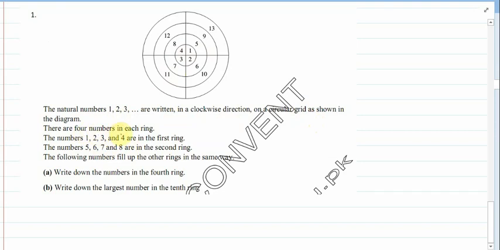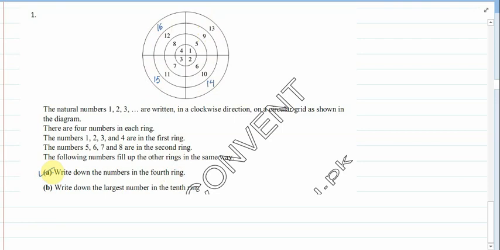There are 4 numbers in each ring. You can see that in the first ring it's 1, 2, 3, 4, in the second 5, 6, 7, 8 and so on. The following numbers fill up the rings in the same way. Write down the numbers in the 4th ring. First, we need to complete the 4th ring. It will be 13, 14, 15 and 16. So that is the first part answer.